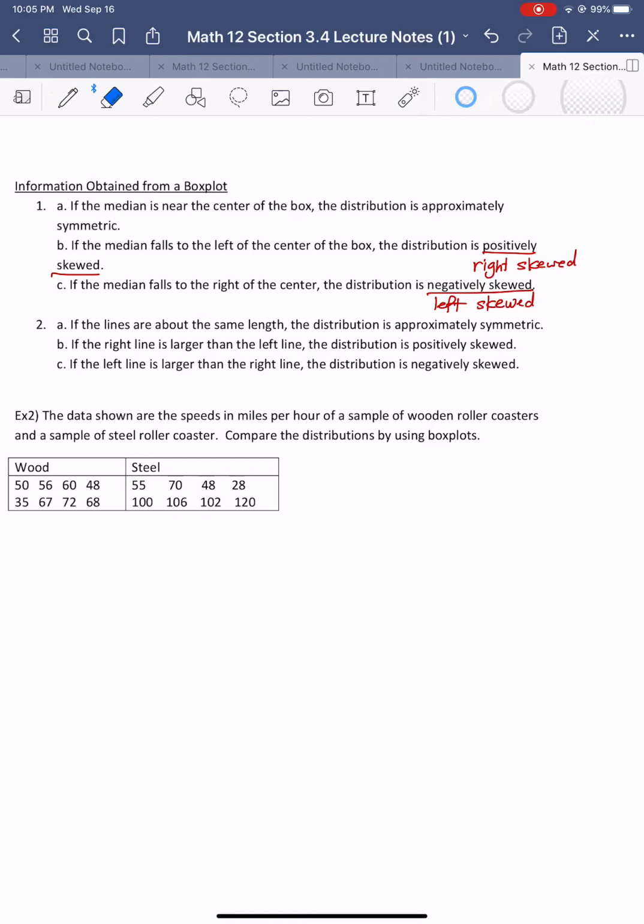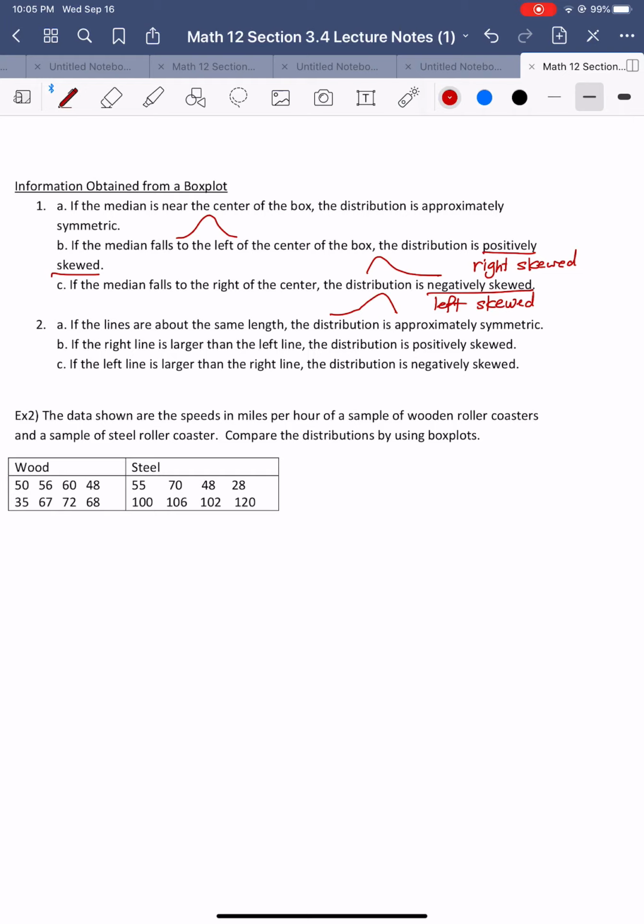Right skewed means the graph looks like this, and left skewed, the graph looks like this. And then symmetry is about this. Okay, so number 2: if the lines are about the same length, the distribution is approximately symmetric. If the right line is larger than the left line, the distribution is positively skewed, and if the left line is larger than the right line, this is negatively skewed.